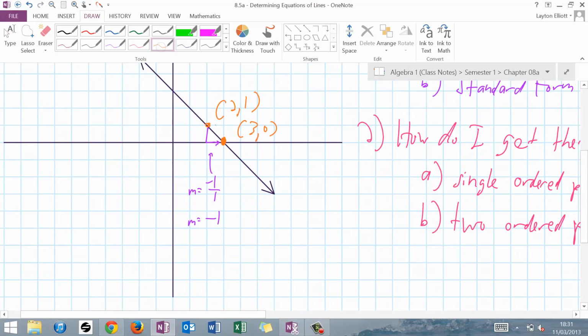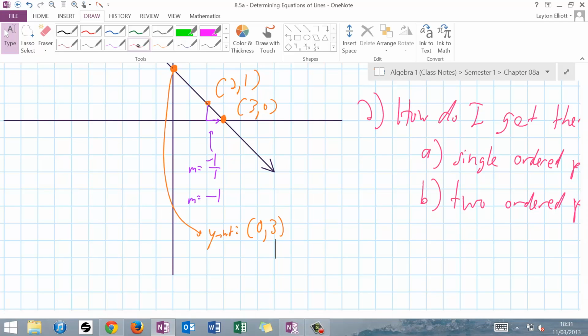Furthermore, if I look up more on this line, I see that right here I have a y-intercept of an ordered pair 0, 3. So if I put that together, a slope of negative 1 and y-intercept of 3, I can say that this is going to be y is equal to negative 1x, or negative x, plus 3.